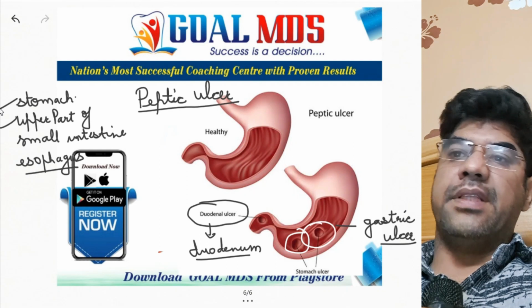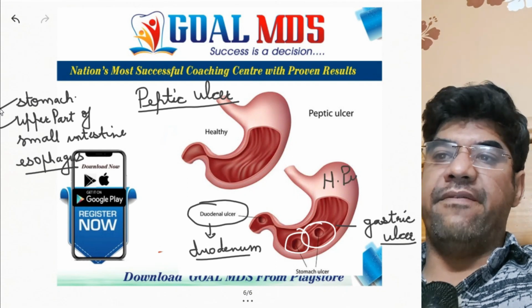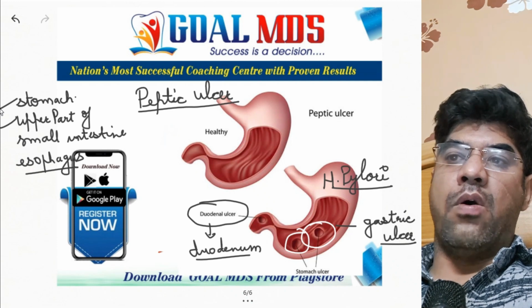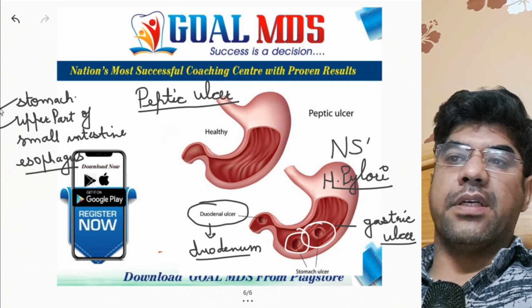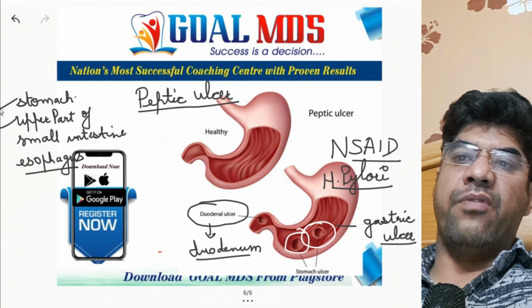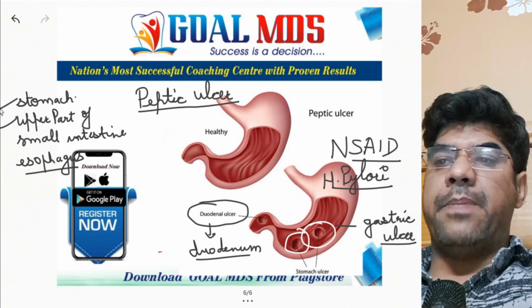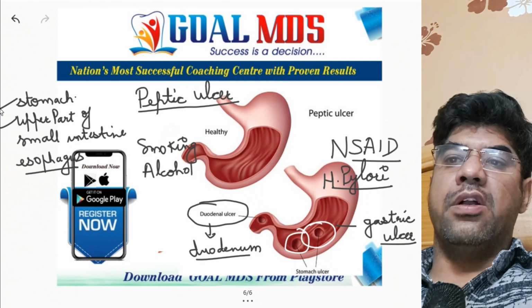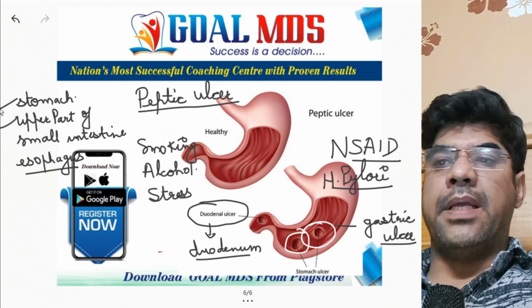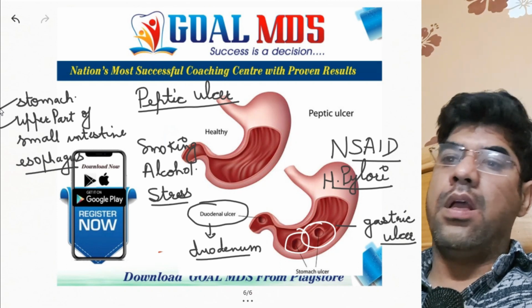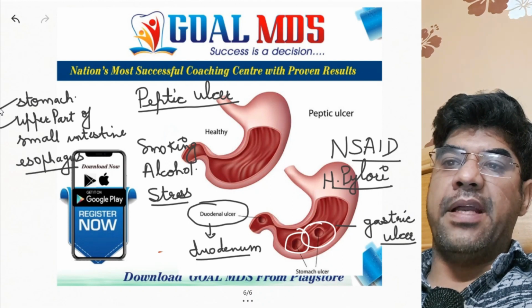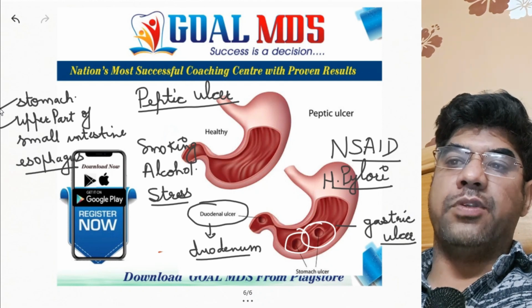So peptic ulcers are typically caused by bacterial infection. They are associated with H. pylori or long-term use of NSAID drugs such as aspirin or ibuprofen. Other risks of peptic ulcers are smoking, excess alcohol consumption, and stress. So what you will see in a patient with a peptic ulcer: you will see abdominal pain, nausea, vomiting, bloating, heartburn, and loss of appetite. Some patients may experience weight loss or blood in their stool.